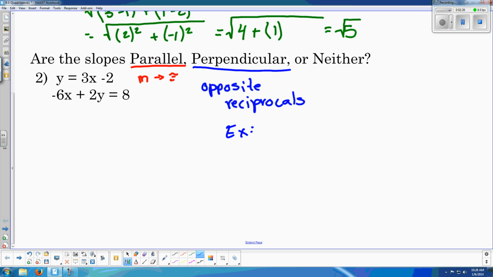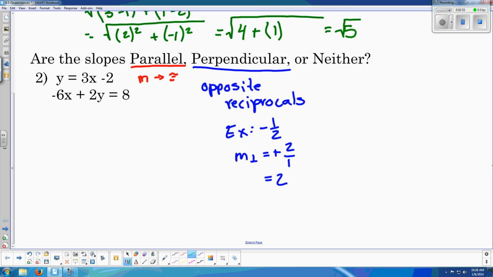If I have negative 1/2 as my first slope, if I'm trying to find my perpendicular slope, then that means I'm going to be opposite. So this is negative, so that means I have a positive number, and my reciprocal means I'm going to flip my fraction. So I have 2 over 1, so that means my opposite reciprocal is going to be 2. So if they are perpendicular slopes, we will have something like negative 1/2 and 2.